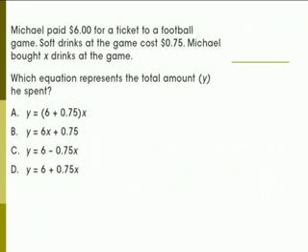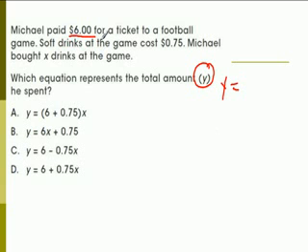Alright, let's do the next one. Michael paid $6 for a ticket to a football game. Soft drinks at the game cost 75 cents. Michael bought X drinks at the game. Which equation represents the total Y he spent? So we know that it's going to be Y equals something, as you can see by our choices.